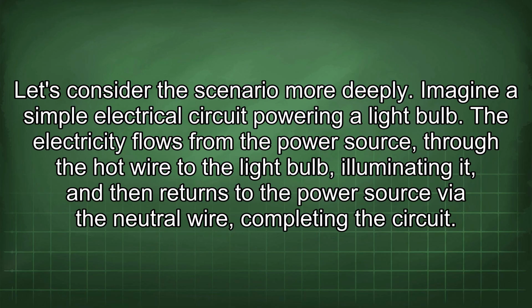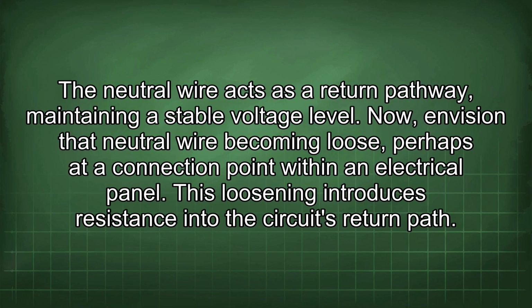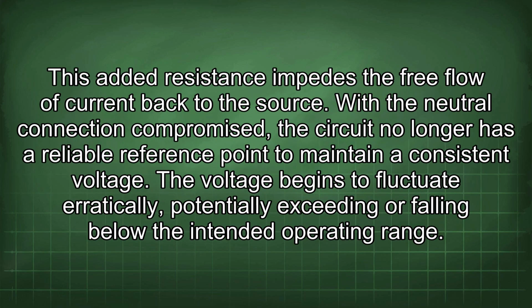Imagine a simple electrical circuit powering a light bulb. The electricity flows from the power source through the hot wire to the light bulb, illuminating it, and then returns to the power source via the neutral wire, completing the circuit. The neutral wire acts as a return pathway, maintaining a stable voltage level. Now envision that neutral wire becoming loose, perhaps at a connection point within an electrical panel. This loosening introduces resistance into the circuit's return path. This added resistance impedes the free flow of current back to the source.